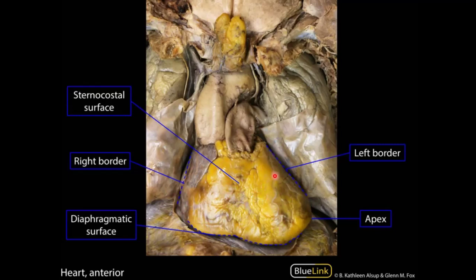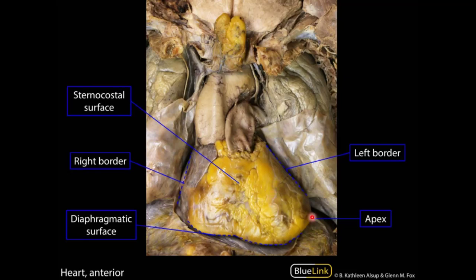That's the anterior interventricular groove housing the left anterior descending artery, which is also known as the anterior interventricular branch of left coronary artery. Okay, so that's the apex.